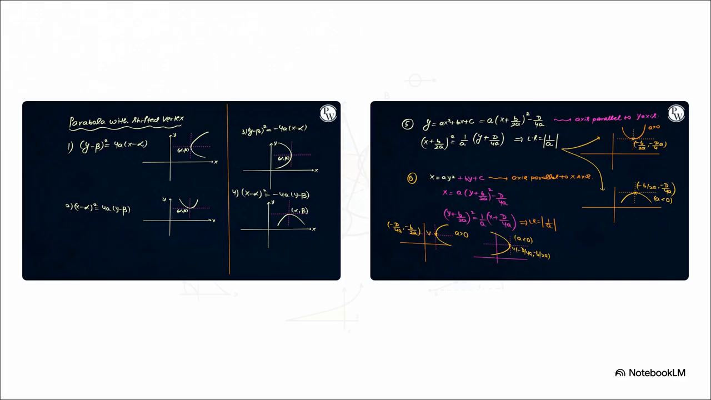All we're doing is modifying our algebraic variables from x and y to x minus alpha and y minus beta. The physical shape is exactly identical. We've essentially just picked it up and moved it somewhere else on the map.